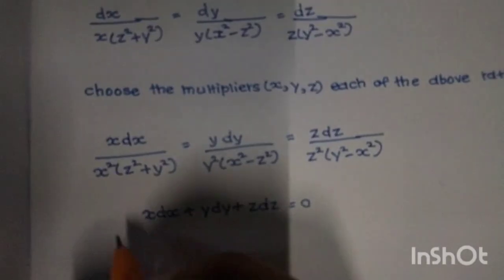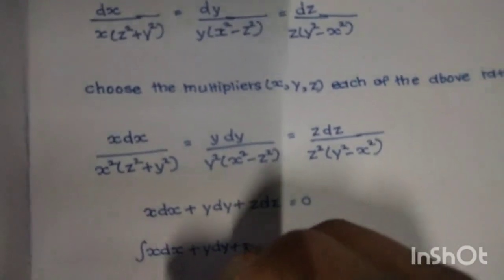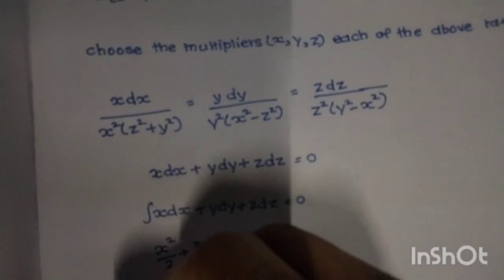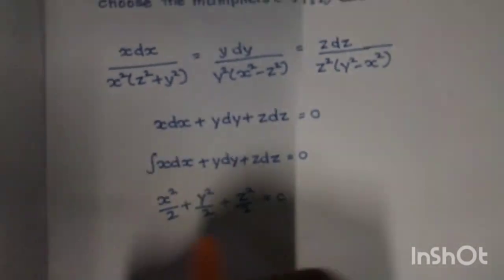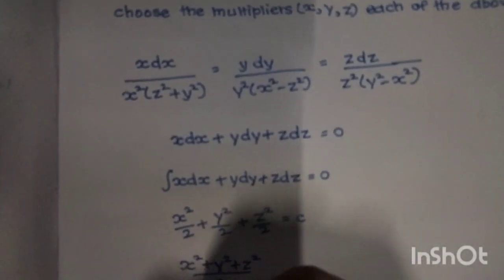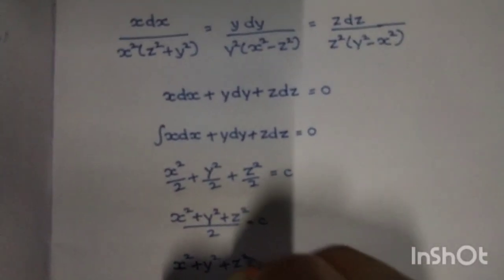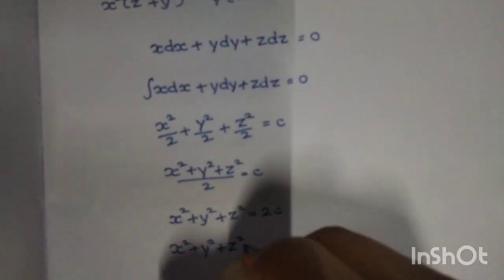Now we have to integrate this. Integrating x dx plus y dy plus z dz equal to 0, which gives x square by 2 plus y square by 2 plus z square by 2 equal to some constant c. Now in the denominators 2 is common, so x square plus y square plus z square by 2 equal to c. Move the 2 to the right side, which gives equal to 2c. Now x square plus y square plus z square equal to c1, where c1 is 2c.